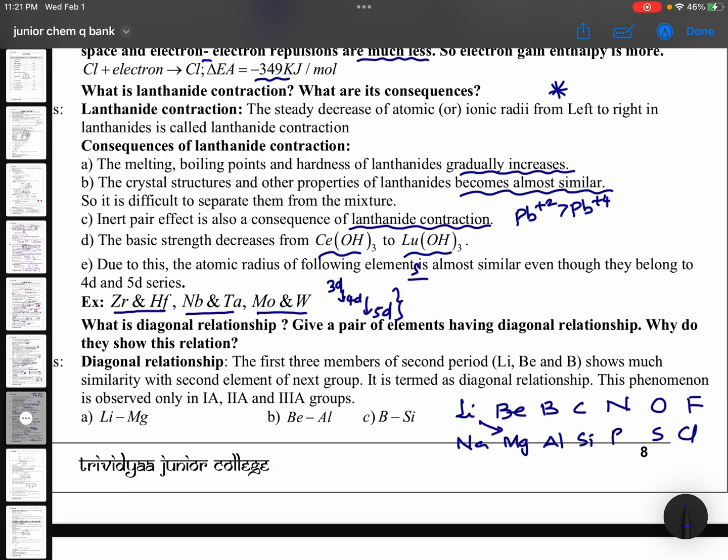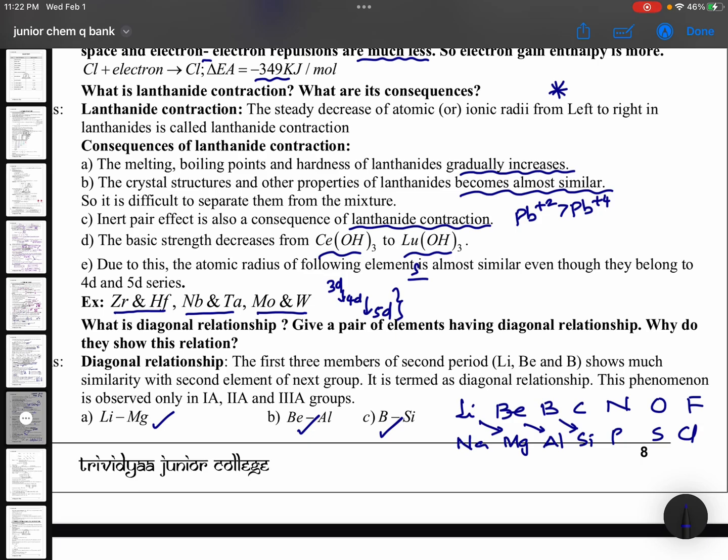This is called diagonal relation. Lithium to magnesium diagonal relation, beryllium to aluminium diagonal relation, boron to silicon diagonal relation. The first three members of second period show much similarity with second element of next group. It is termed as diagonal relationship. This phenomenon is observed in the first, second, and third groups.